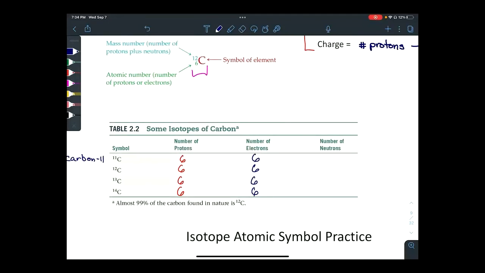Mass number is what two subatomic particles together? Protons and neutrons. So since we know protons, we just subtract to get neutrons. So the first one has how many? 5. So it's 5, 6, 7, 8.